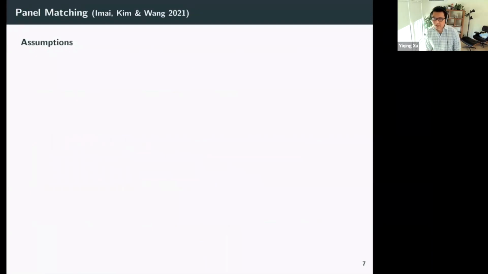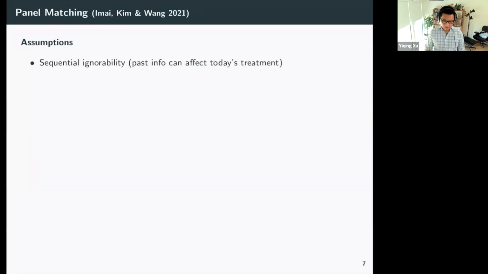Okay, so the next method is panel matching. A lot of you must be familiar with this method. It gets more and more popular, and for good reason. I really like this method. It's also based on sequential ignorability. My interpretation is essentially that past information can affect today's treatment assignment. No cross-sectional spillover, allow limited carryover.